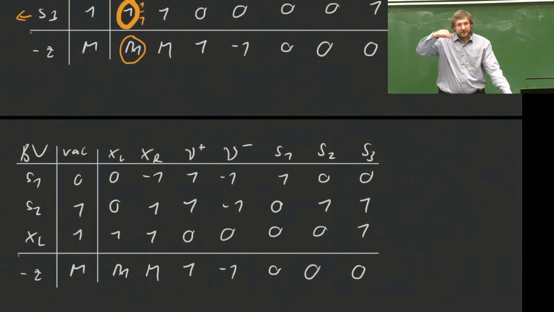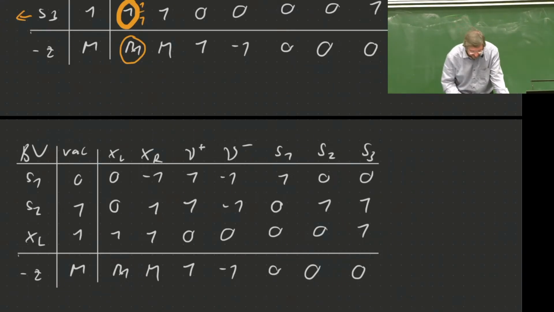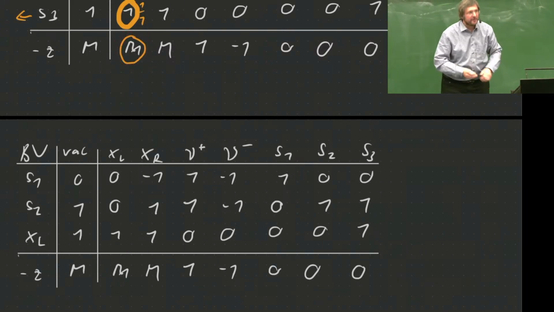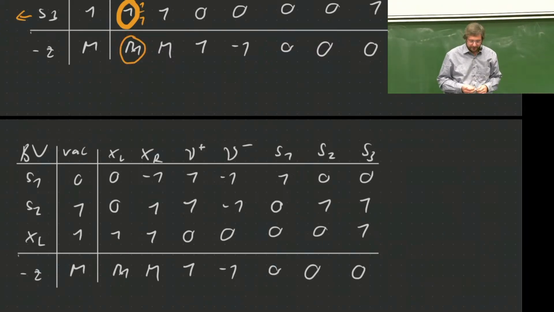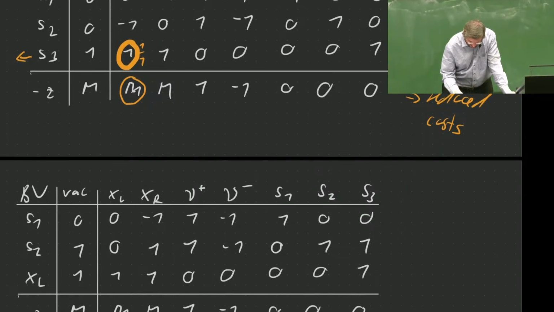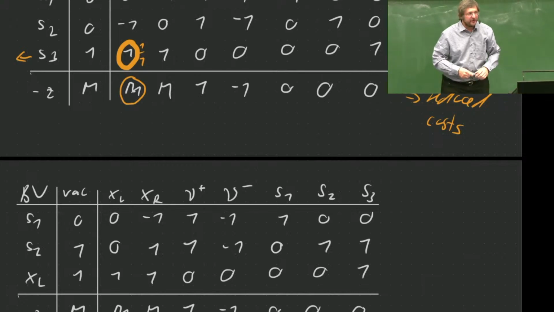And then we also have to take care of the reduced cost row. And again, we do the same thing as we did before. We need to make sure that the entries below the basic variables become 0. So what we need to do here is subtract m times the third row from the reduced cost row.